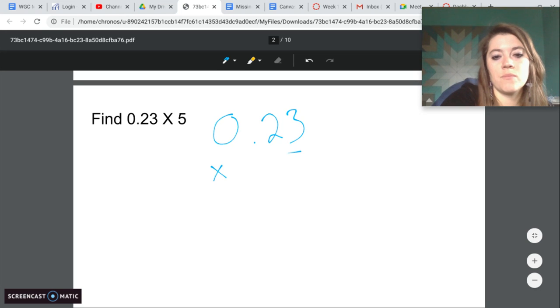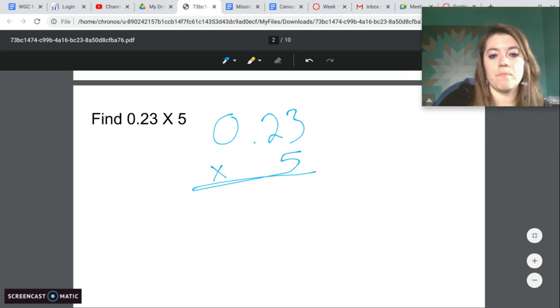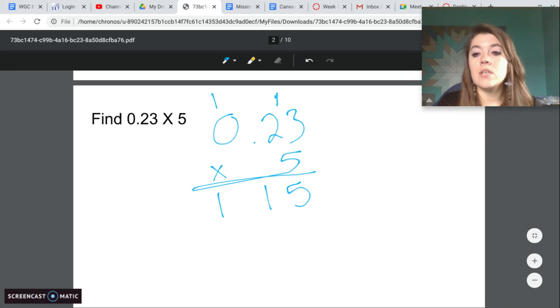0.23 times 5. So we're going to multiply this like normal. 5 times 3 is 15. Carry the 1. 5 times 2 is 10, plus 1 is 11. Carry the 1. And 5 times 0 is 0, plus 1 is 1. So now we have this 115.